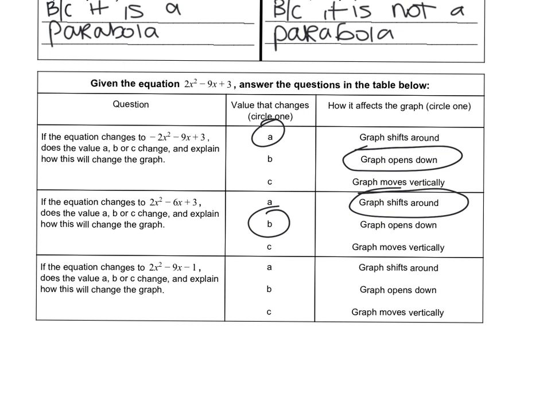Lastly, we have 2x squared minus 9x minus 1. In this case, C is the value that has changed. And whenever we change the C value, that moves the graph up or down, and so that's when the graph moves vertically. So vertically is an up and down direction.